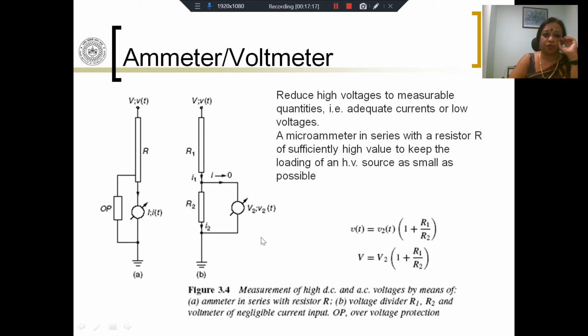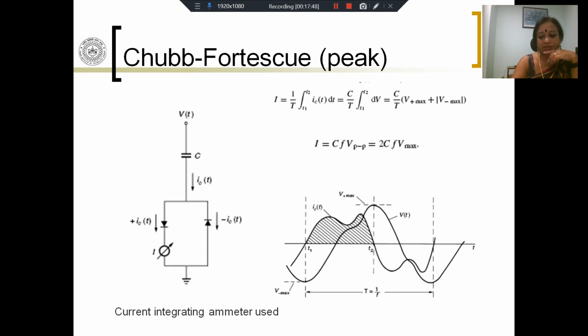Or you can have a voltage divider like this where V2(t), which is the measured quantity, and the supply voltage V1(t) have a ratio of 1 plus R1 by R2. So the resistors R1 and R2 have to be appropriately chosen so that we can reduce the dangerous voltages to safe voltages that can be easily measured.